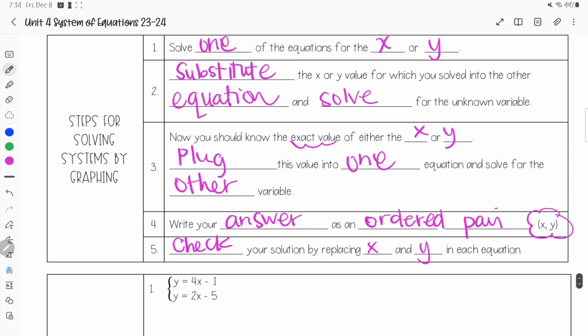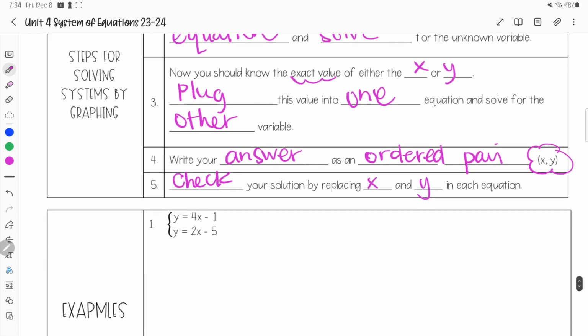All right, so this is what this means. The first step says solve one of the equations for x or y. Well, both of these are solved for y. You'll notice that this says y equals 4x minus 1, and this one says y equals 2x minus 5. If they both equal y, then they should be equal to each other. In all honesty, we have y equals y. We know that that's true. That means this expression right here is equal to this expression right here.